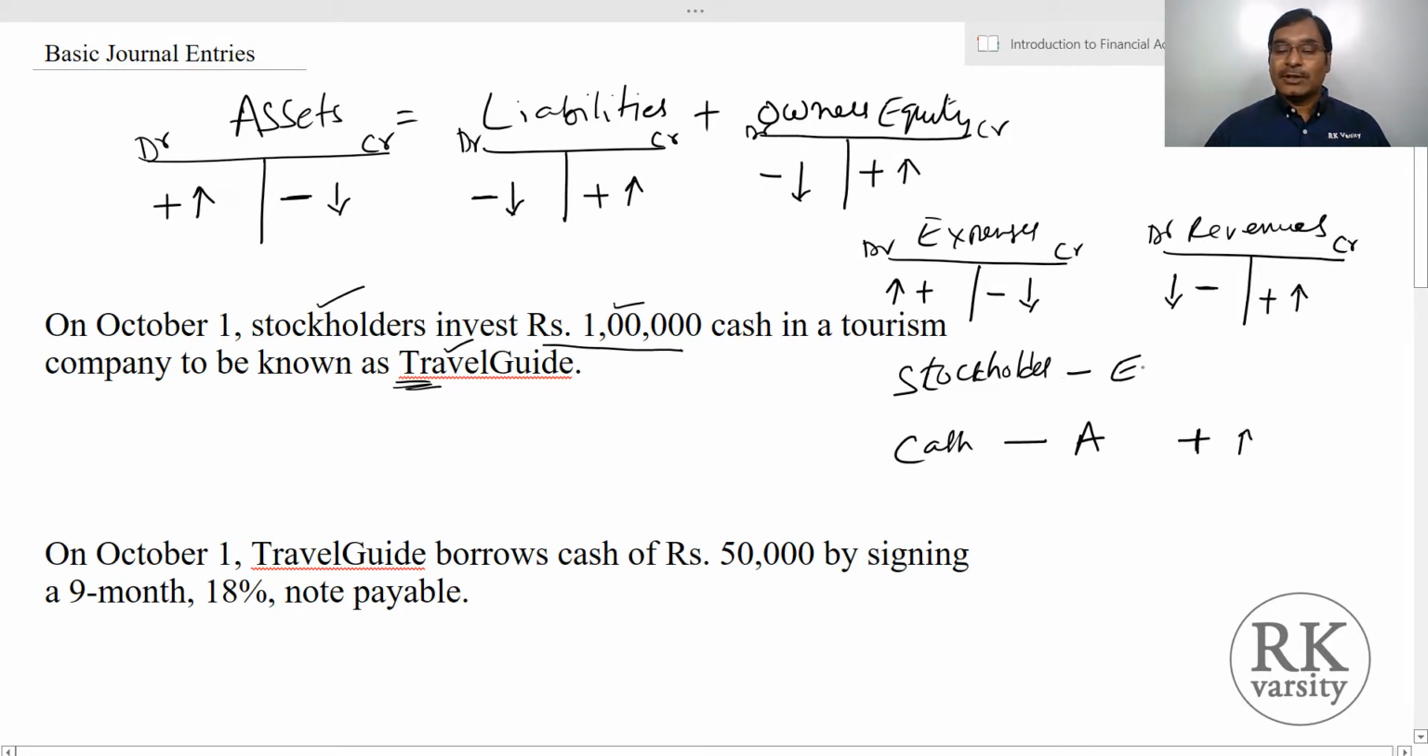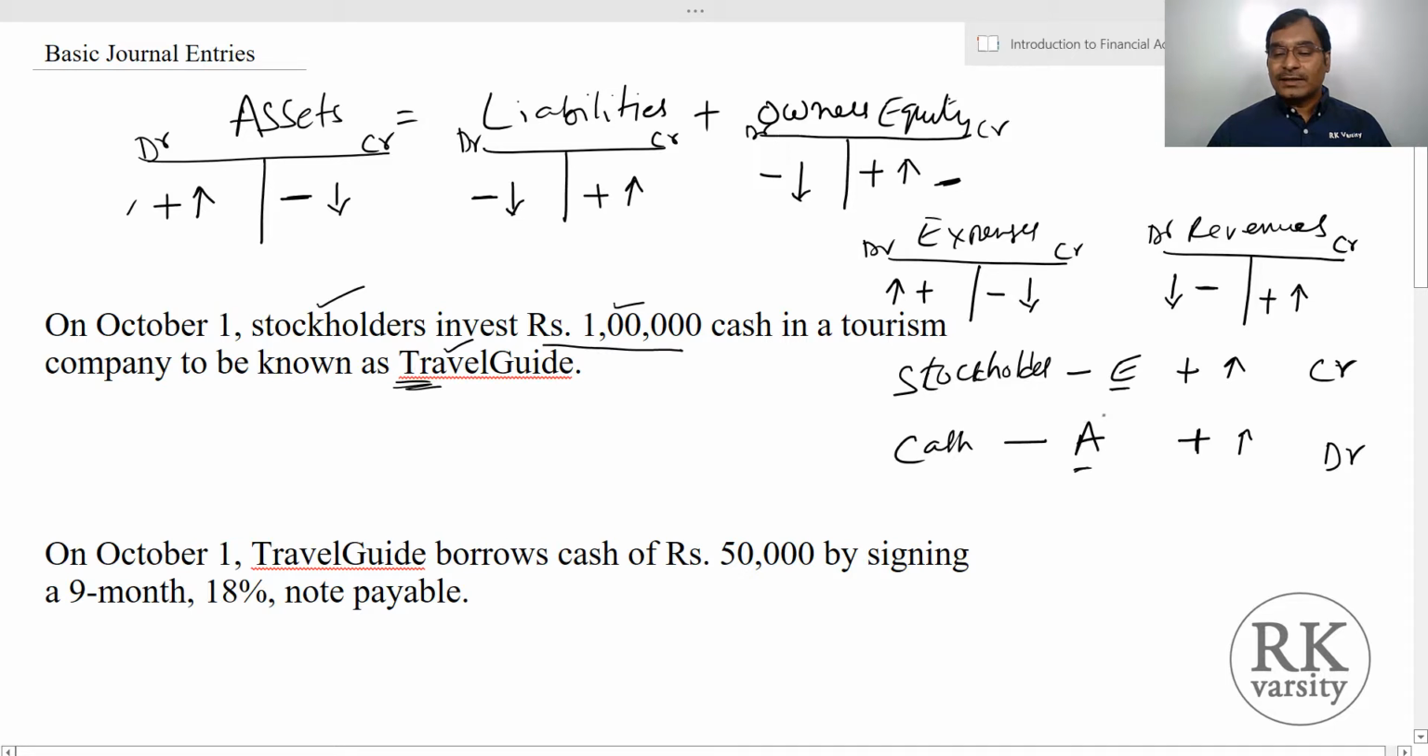Similarly, stockholders' equity is also increasing. So there are two accounts: one is the stockholders' equity and the second one is cash. Equity and asset both are increasing. Now you apply the rule of debit and credit. What will happen when an asset increases? When an asset increases, we debit it. And what will happen when stockholders' equity increases? When it increases, we credit it.